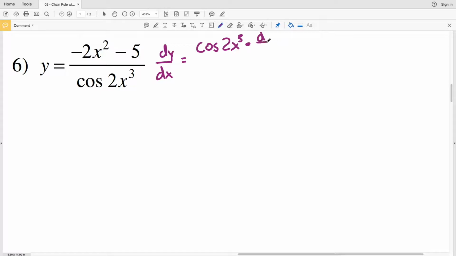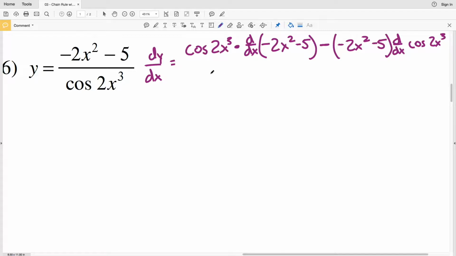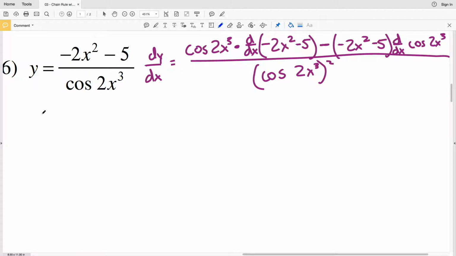times the derivative of the high, which is the derivative of negative 2x squared minus 5, and then we're going to be subtracting the high function, or the function in the numerator, negative 2x squared minus 5, times the derivative of the function in the denominator, low, which is the derivative of the cosine of 2x cubed, and that's all over the cosine of 2x cubed squared.